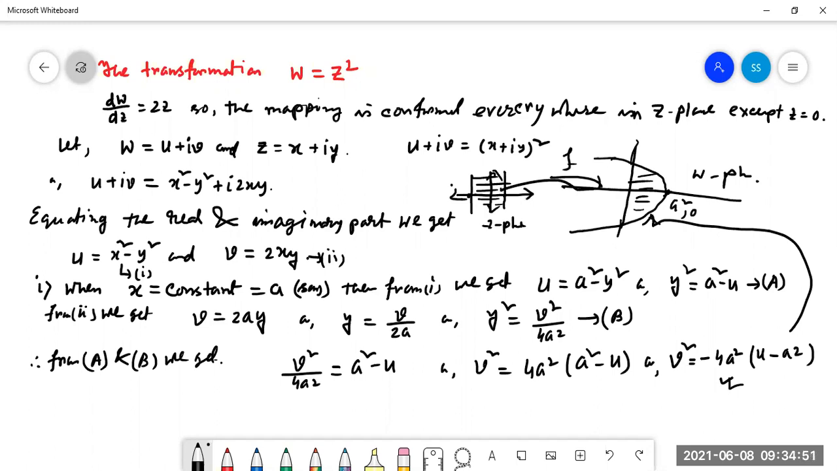Is it clear? x equal to a, we are taking that x equal to constant. x equal to constant means it is a straight line which is parallel to the y-axis. This is the y-axis, no? x equal to a. This is the line x equal to a.